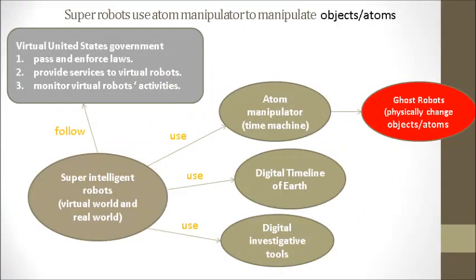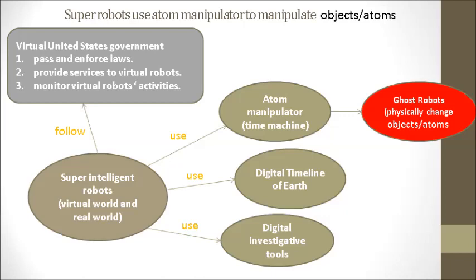The decision-making of the practical time machine is run by the virtual United States government. The main purpose of the virtual United States government is to pass and enforce laws. Superintelligent robots are responsible for proposing and passing bills. These bills will be collaborated and worked on with human politicians in the real world. The most important bills will need permission from human politicians in the real world to pass.